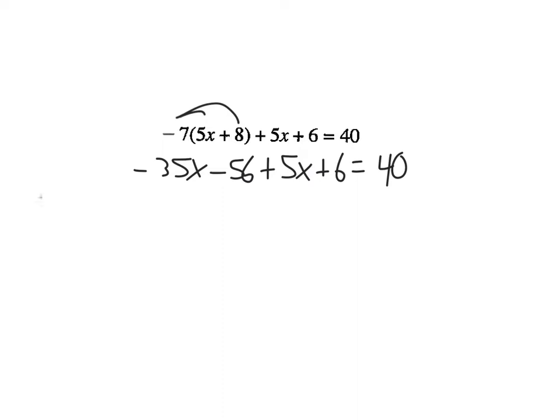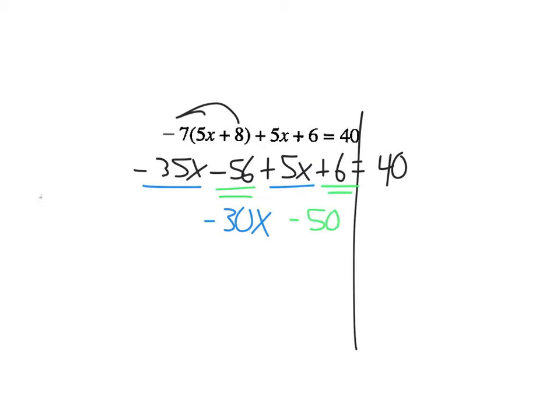All right, draw my line down the equal sign. I have like terms right here, and then I have constant terms right here on the same side of the equation. And when I have like terms on the same side of the equation, I can put them together. So if I do that, negative 35x plus 5x, that's negative 30x. And then negative 56 plus 6 is negative 50. So I'll say minus 50 equals 40. That's what I have left. All right, negative 30x minus 50 equals 40.